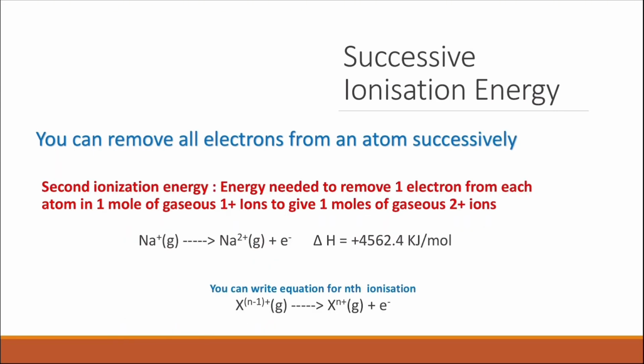So successive ionization energy, the second, third, or whatever. Remember when you write the equation, for example, the equation for the second ionization energy of sodium, we start with the sodium ion. We don't start with the sodium metal. And then again, we put it in the gaseous state, and that will give us Na2+, also as gas, and the electron. This is the second ionization energy.